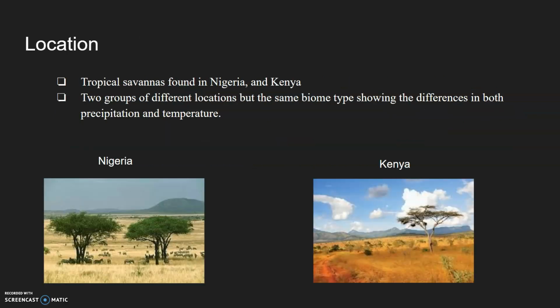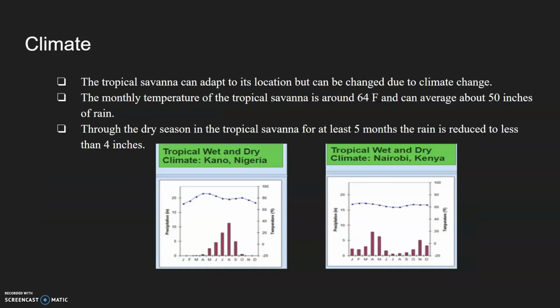So we'll be talking about two different locations, Nigeria and Kenya. These are two different locations, but the same biome type, showing the differences in both precipitation and temperature. How much rainfall each location receives, the amount of vegetation that grows there, and the animals that thrive or suffer depend on the wet and dry seasons. So the tropical savanna can adapt to its location but can be changed due to climate change.